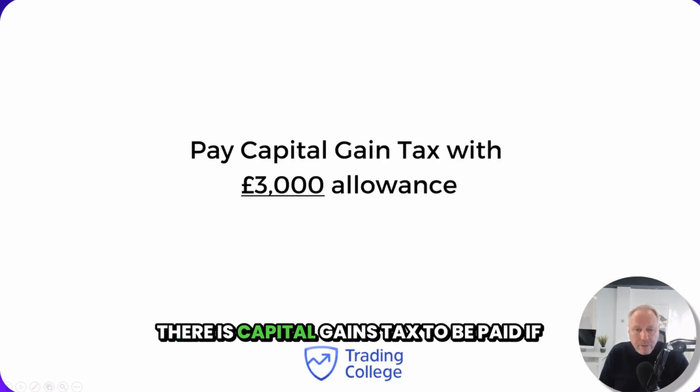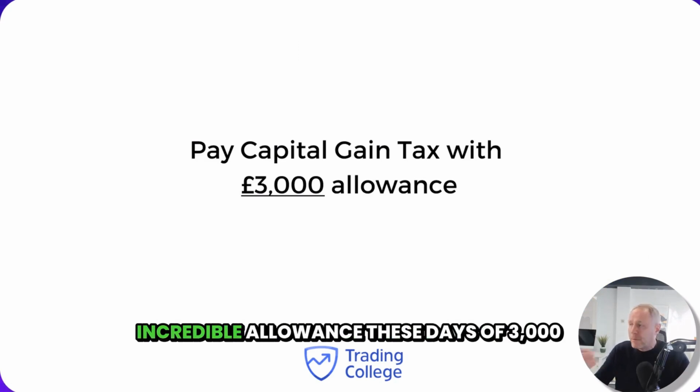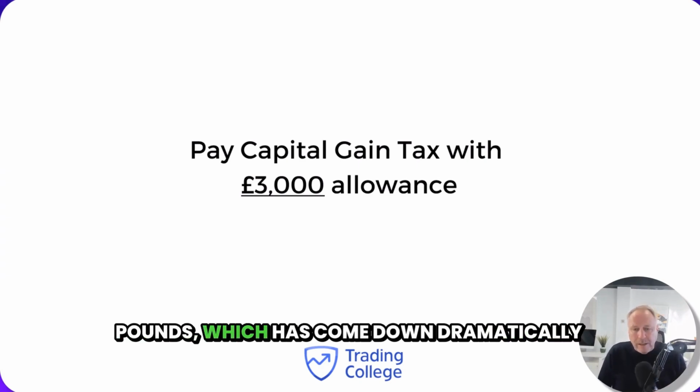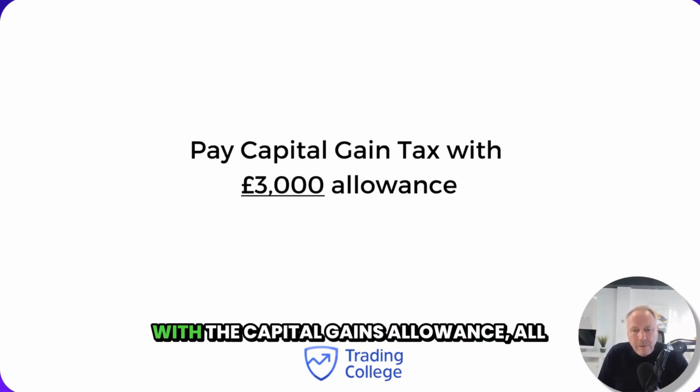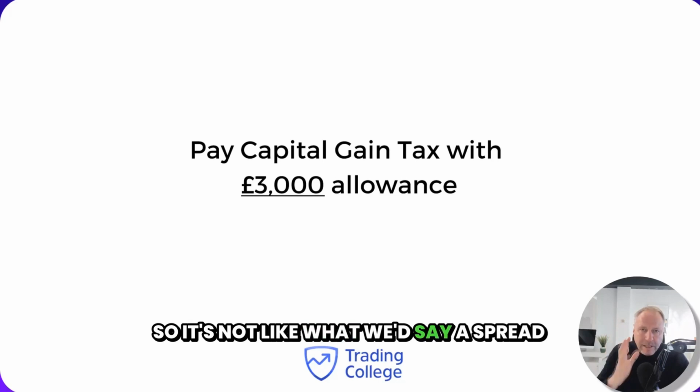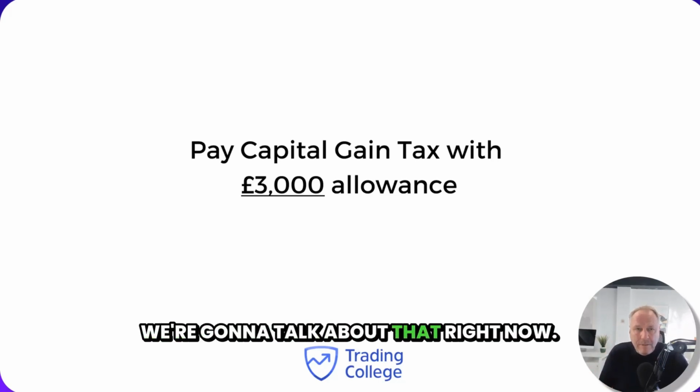So there is capital gains tax to be paid if you make a profit, but you do have an allowance these days of £3,000, which has come down dramatically with the capital gains allowance, all right? So it's not like what we'd say a spread betting account. We're going to talk about that right now.